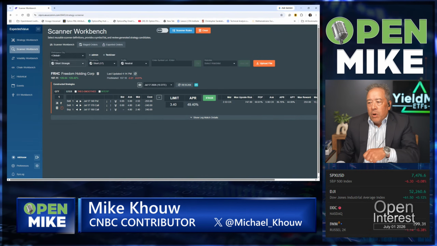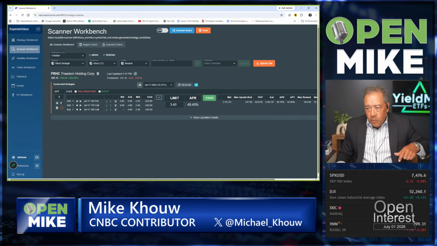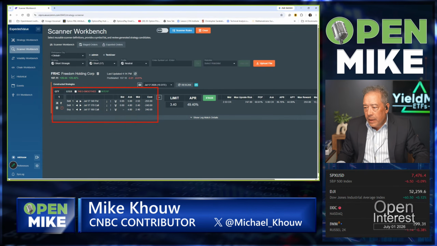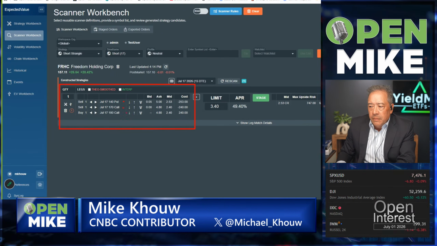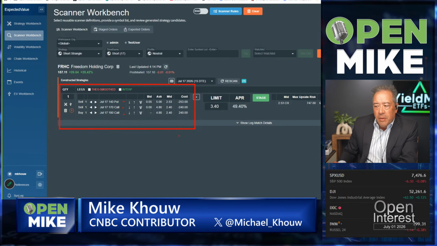This section right here is a structure in, let's see, this is Freedom Holding Corp. Selling a 140, 170 strangle right here, and buying a 180 call to hedge the upside risk so there's not some unlimited risk. Now, if you can, observe the markets.